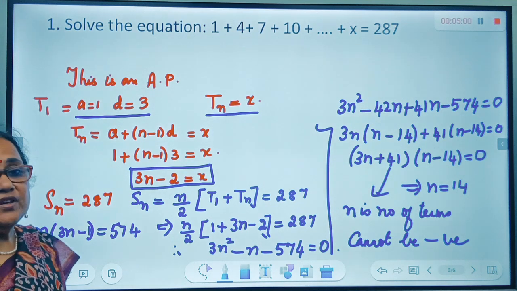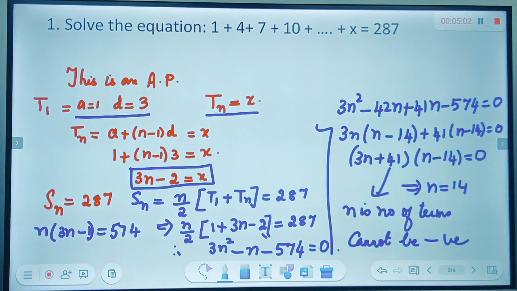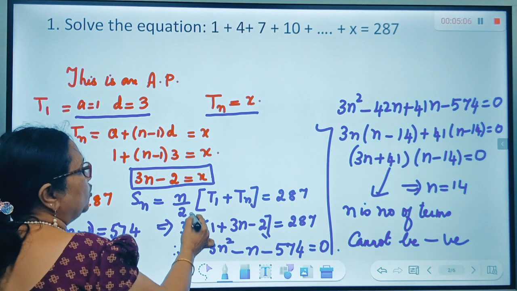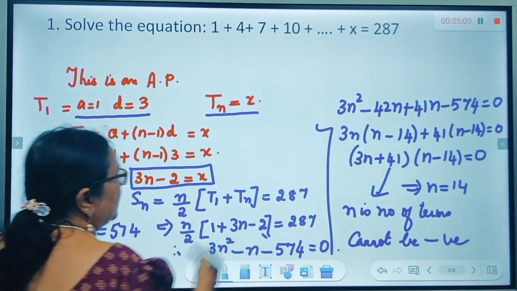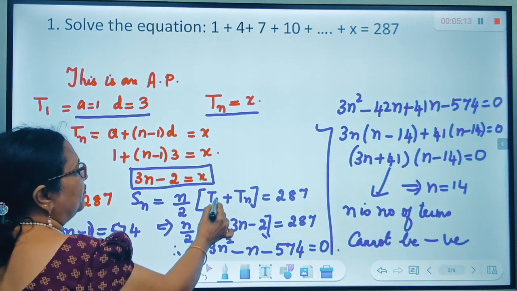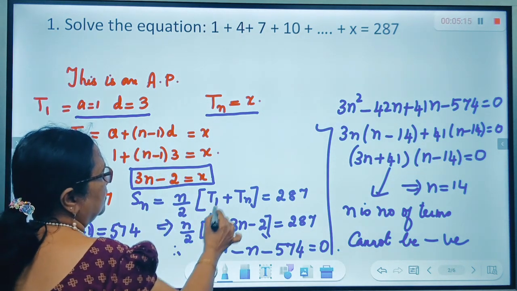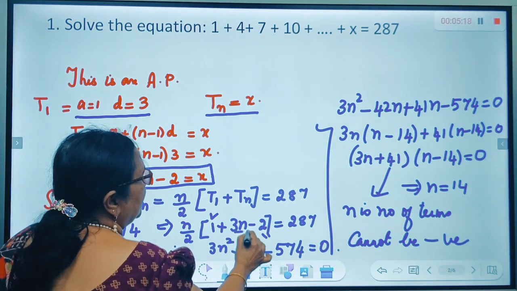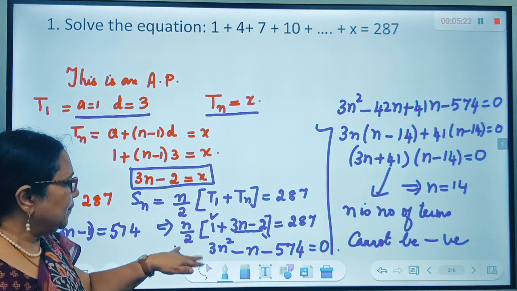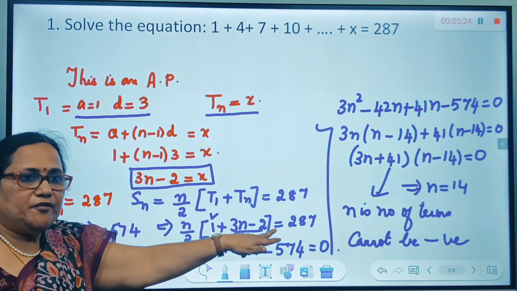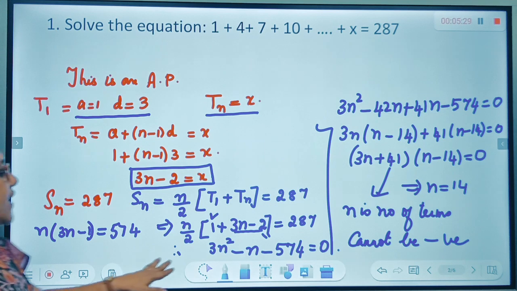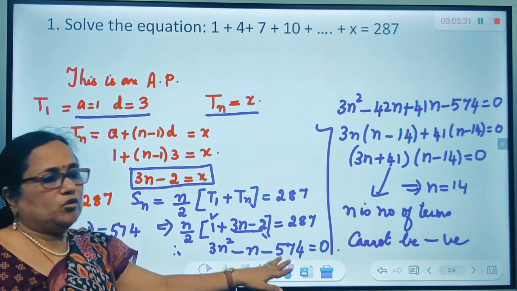What other information do we have? We are given that the sum of the n terms is 287. So Sn equal to n by 2 into T1 plus Tn is 287, which implies n by 2 into first term 1 and the nth term 3n minus 2 equal to 287. If I cross multiply, taking 2 to that side, it becomes 574, and on multiplying I get a quadratic equation 3n square minus n minus 574 equal to 0.